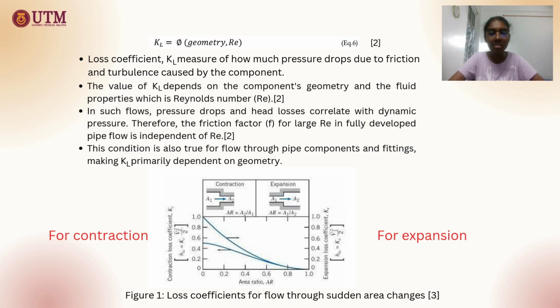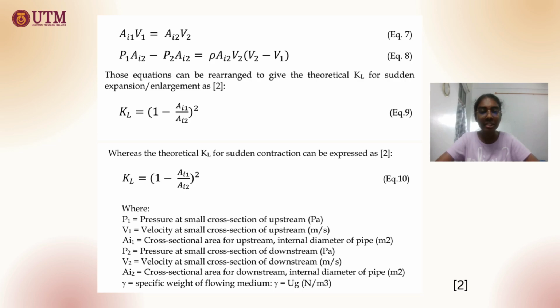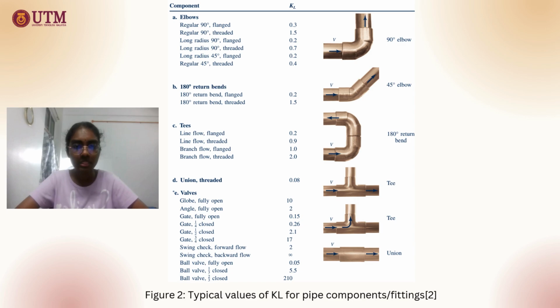The diagram shows loss coefficient for flow through sudden area changes. The value of loss coefficient for the fluid flows through a sudden expansion and contraction can be obtained by considering the continuity, momentum, and energy equations between point 1 and point 2 for the controlled volume. Those equations can be rearranged to give the theoretical loss coefficient for sudden expansion and contraction as shown here. The figure shows typical values for loss coefficient for pipe components.